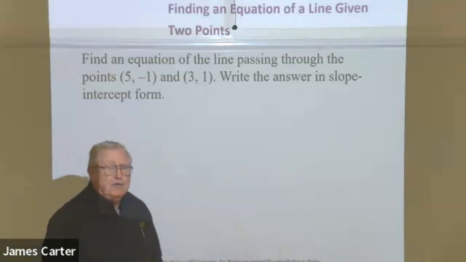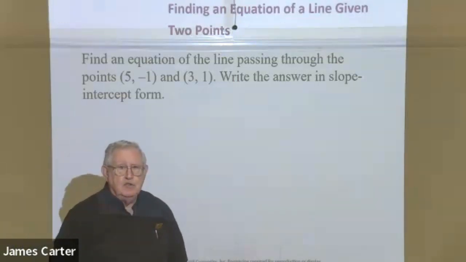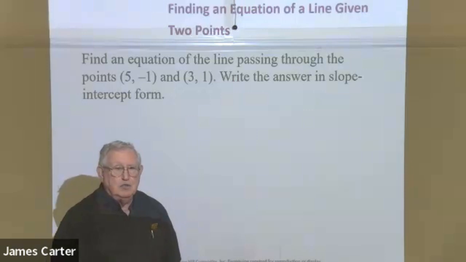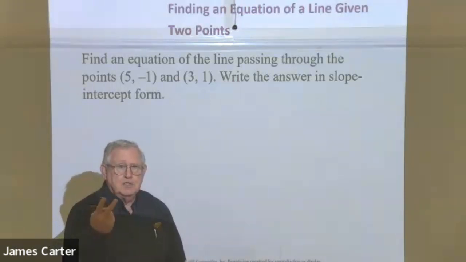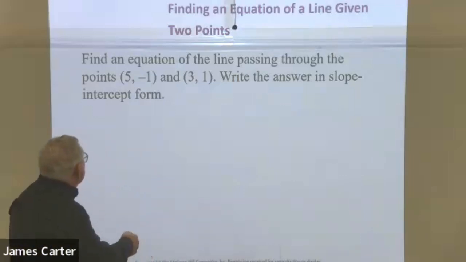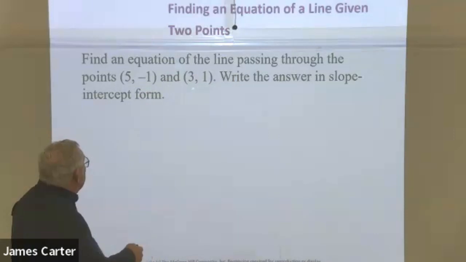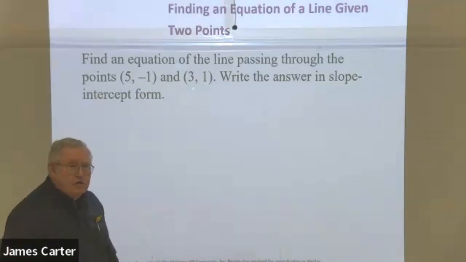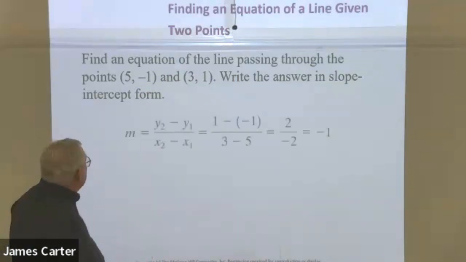We got something different this time. I didn't give you the slope. I did give you 2 points, but I did not give you the slope. So this becomes a two-step problem. First, you have to find the slope using the slope formula. Then you have to use the point slope formula.